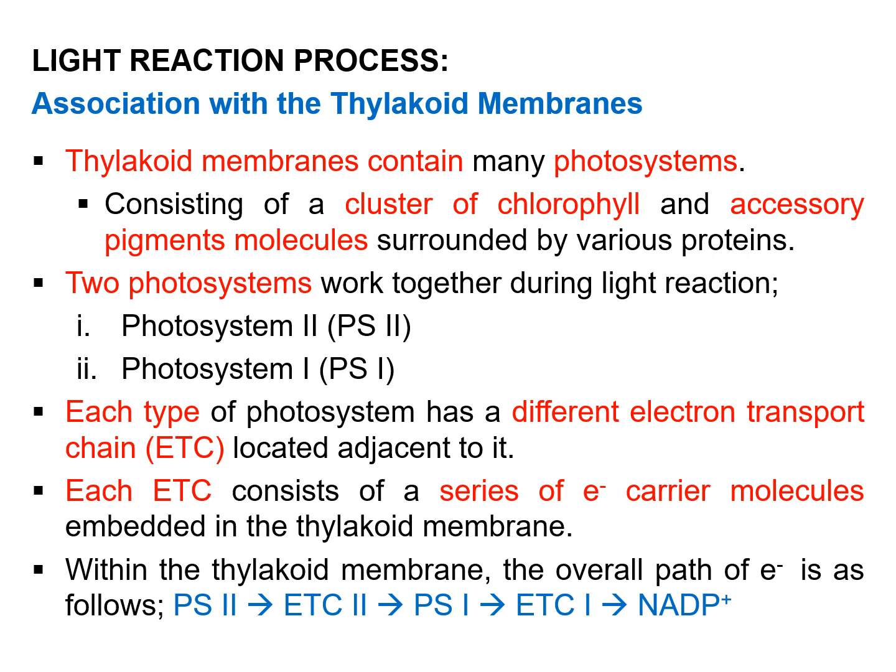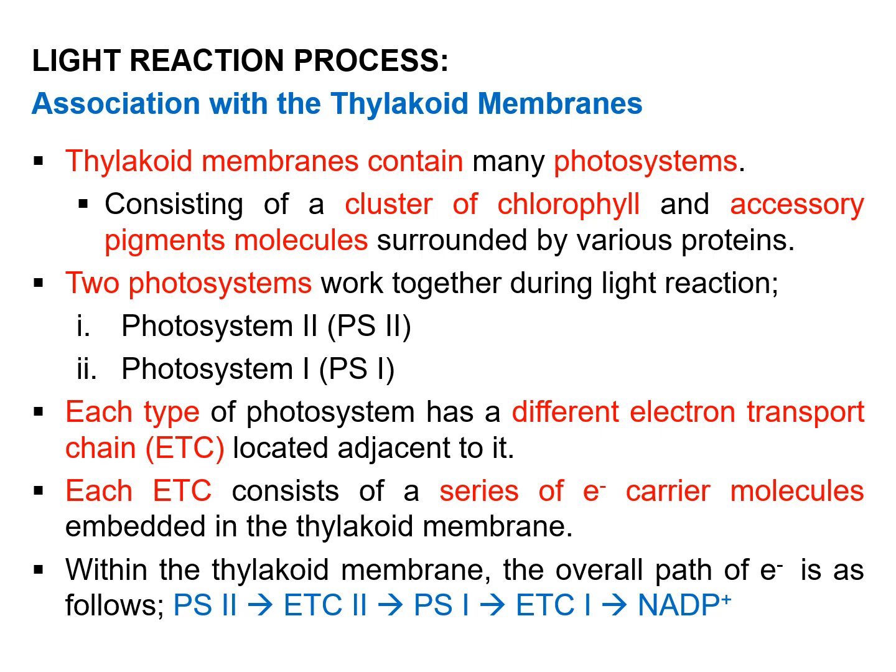There are two photosystems working together during the light reaction, namely photosystem 2 or PS2 and photosystem 1 or PS1. Each type of photosystem has a different electron transport chain or ETC located adjacent to it. And each of these electron transport chains consists of a series of electron carrier molecules which are embedded in the thylakoid membrane.